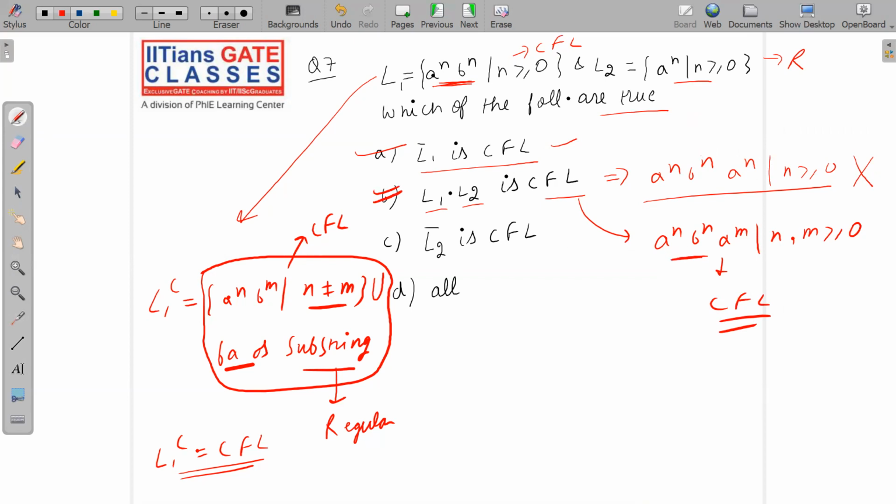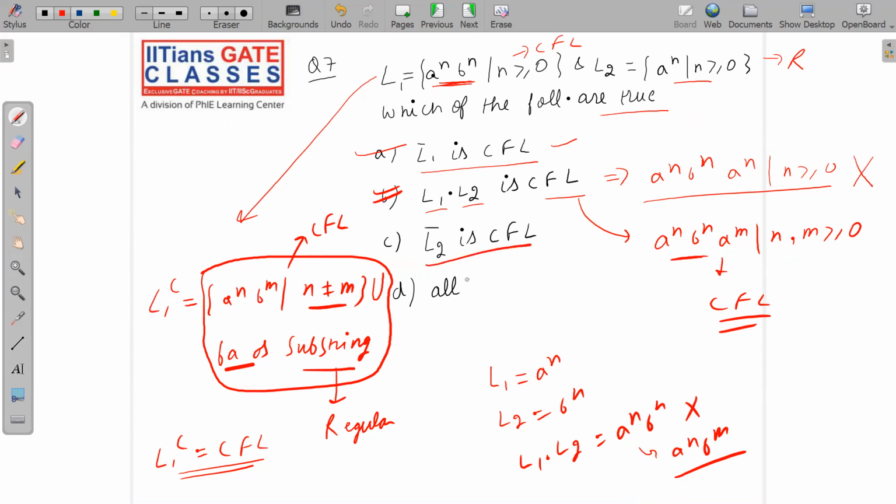Please do not do like this. I have already shown you, in concatenation, a few minutes back, that L1 is a power n, L2 is b power n. So L1 dot L2 is equal to a power n, b power n? No. I have already told you it will be a power n, b power m. Change the power. Now you have got the idea that this will be CFL.